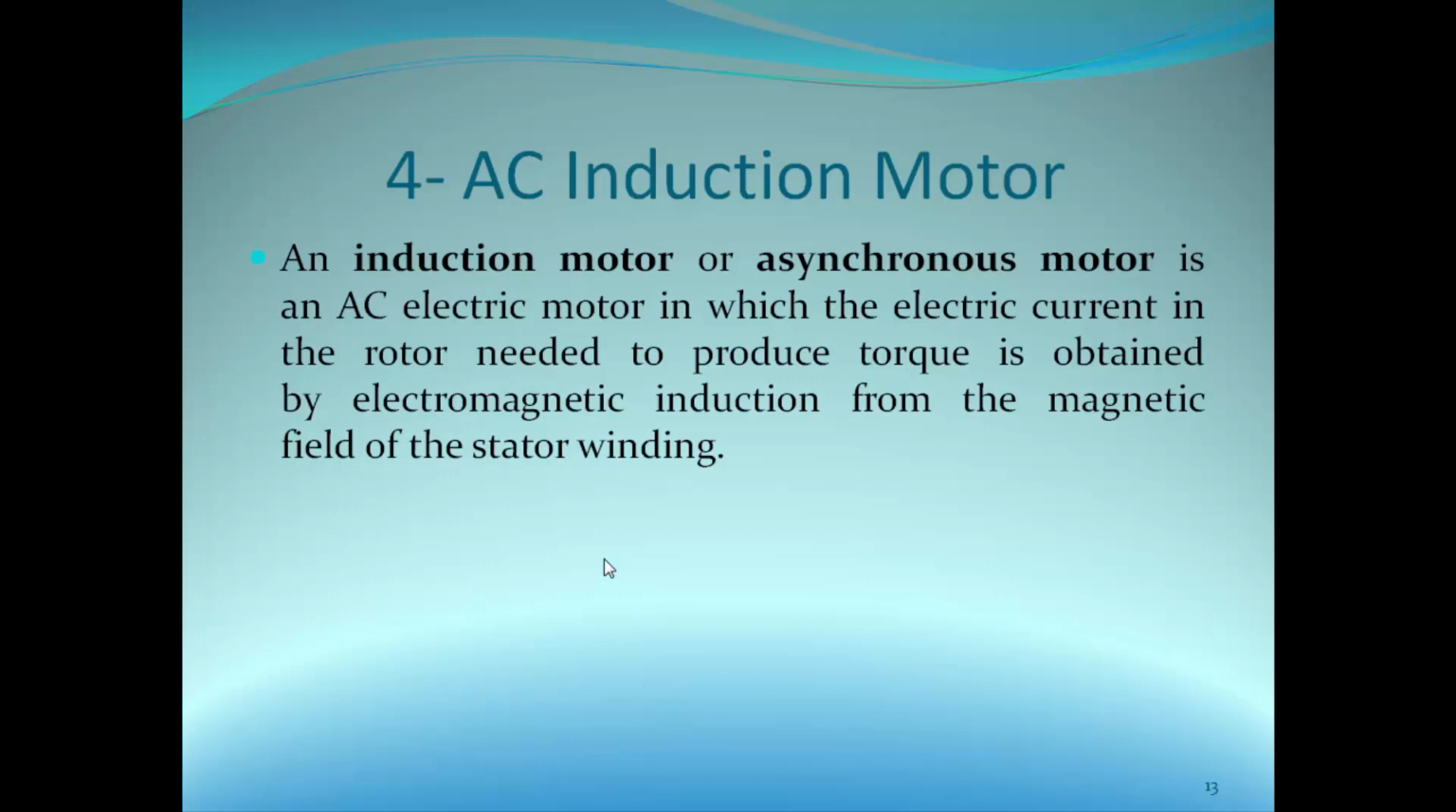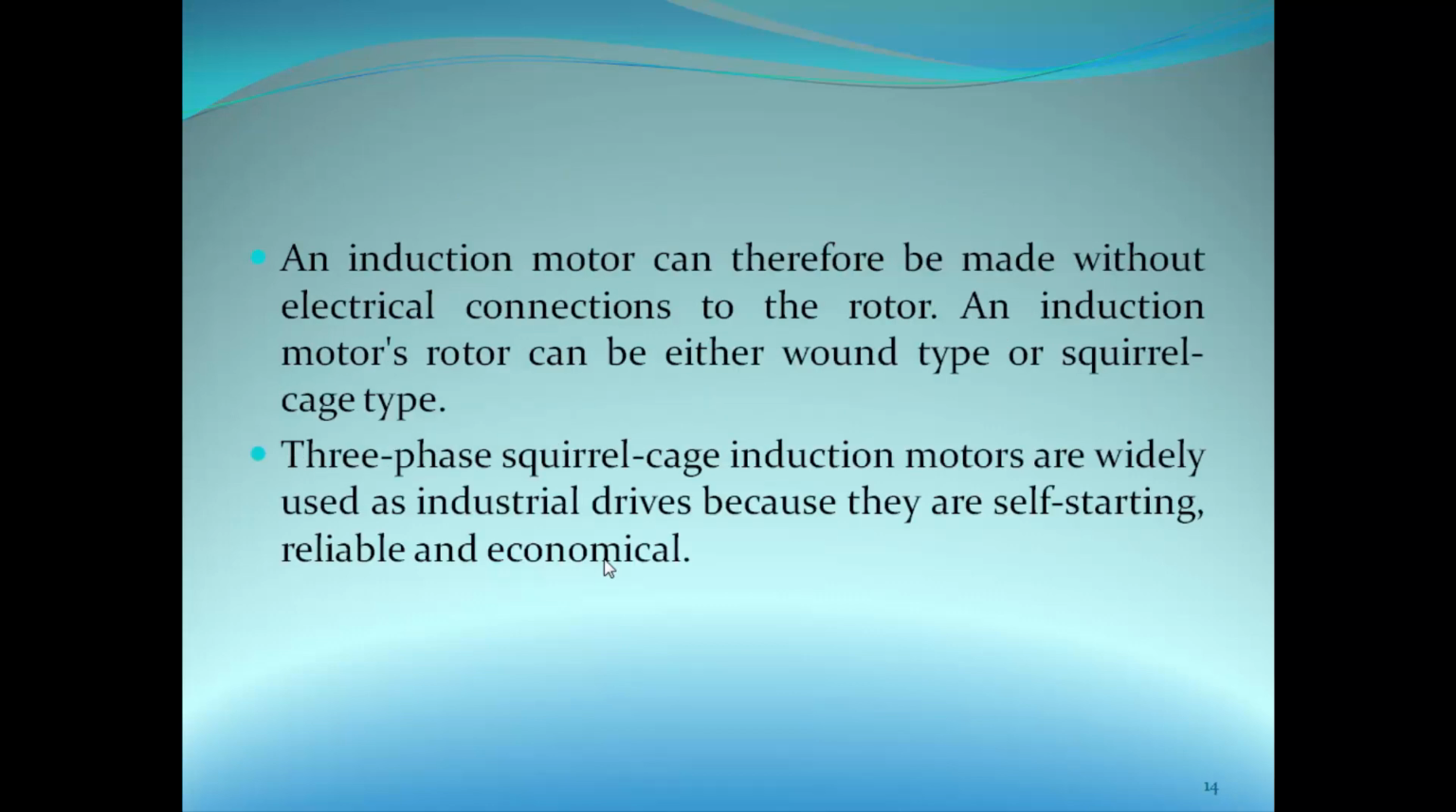Now for the AC induction motor. An induction motor or asynchronous motor is an AC electric motor in which the electric current in the rotor needed to produce torque is obtained by electromagnetic induction from the magnetic field of the stator winding. An induction motor can therefore be made without electrical connections to the rotor. An induction motor's rotor can be either wound type or squirrel cage type.